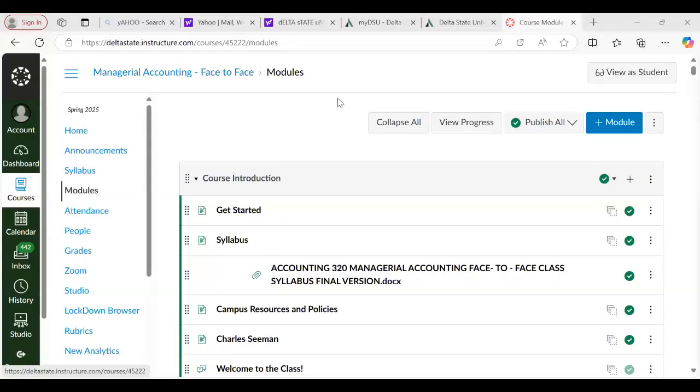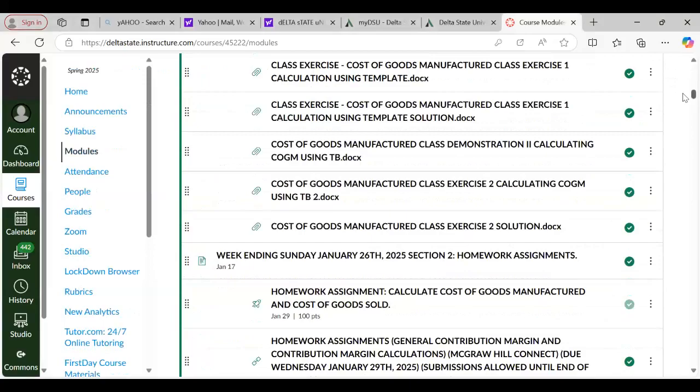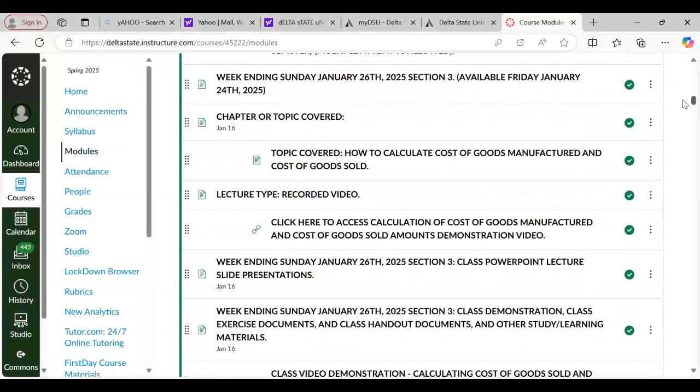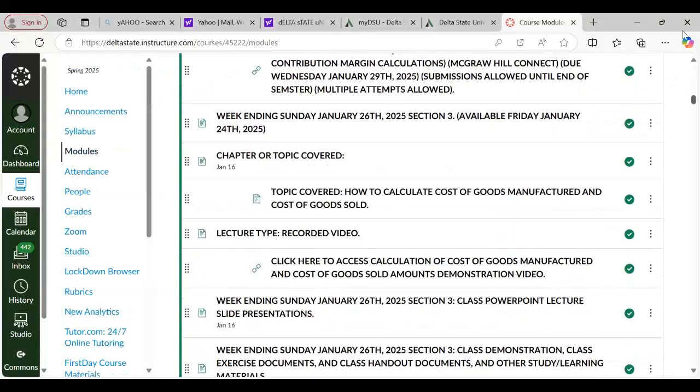This is a video that explains how to calculate per unit contribution margin and total contribution margin. The first thing I suggest you do is go to the course module page and download the documents related to this video. They should be right under where you accessed the video.